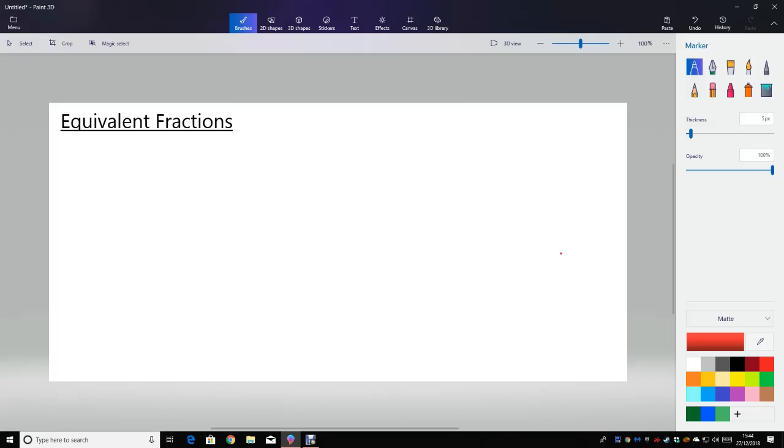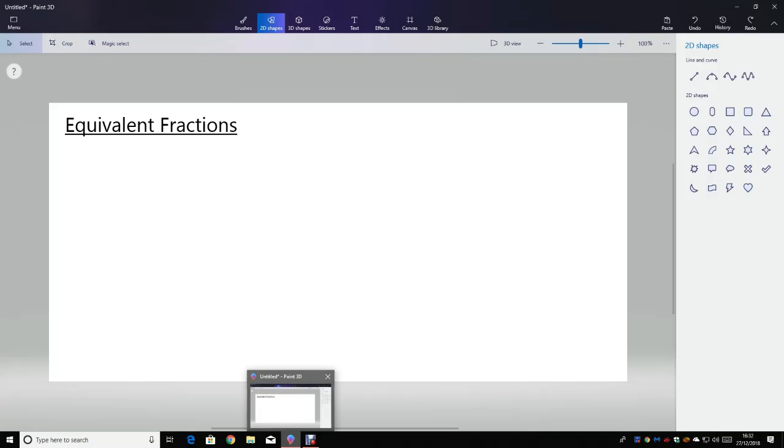Today we shall be looking at equivalent fractions. Now equivalent fractions are fractions that are equal in size, but the numbers on the top and bottom are different. To get from one fraction to an equivalent one, you have to multiply the top and the bottom by the same number. Okay, let's go through some examples and hopefully things will become a lot clearer.